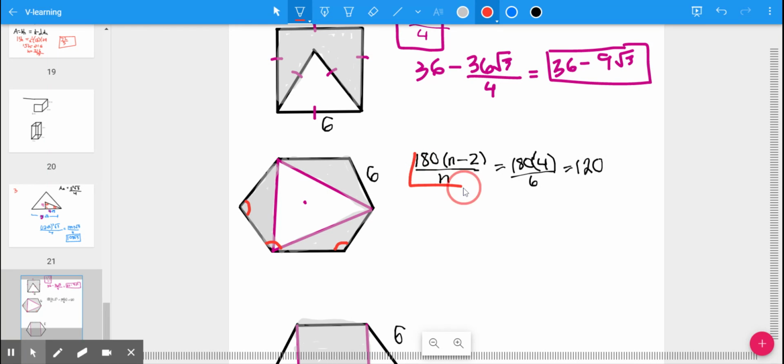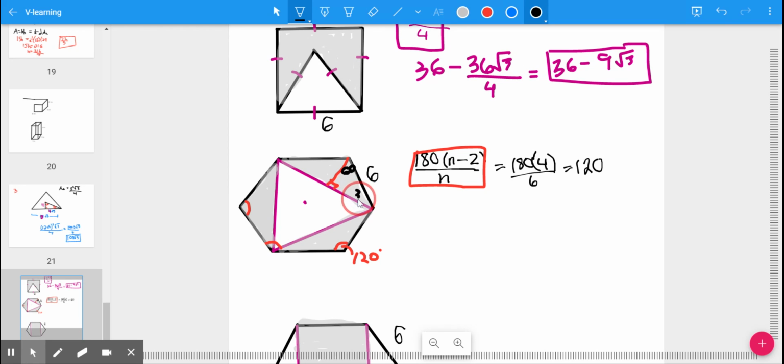What we are able to do is use my formula, 180 times a quantity of n minus 2 all over n. That gives me the inside angle. The reason why that helps me is because these angles are all going to be 120 degrees. Now, one thing you can notice is if I drop an altitude, I have a right angle. Instead of it being 120, we are going to be left with 60 degrees inside my angle.